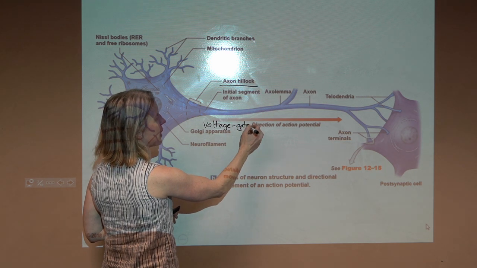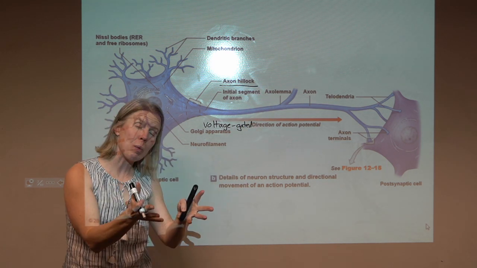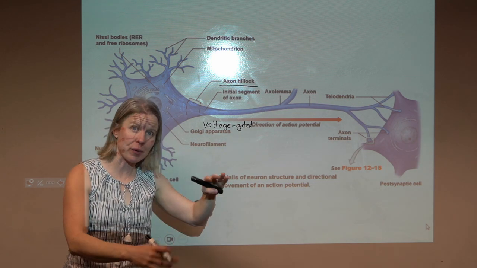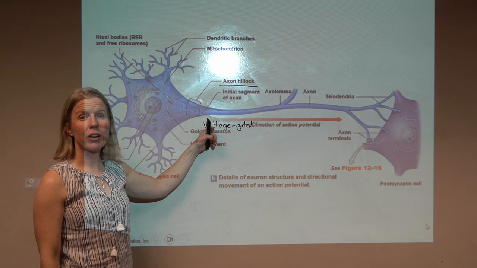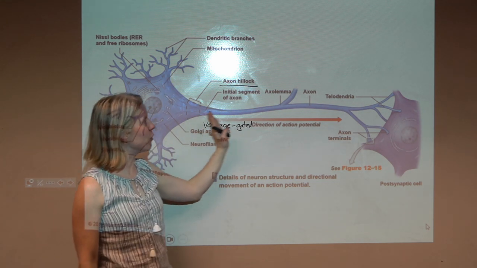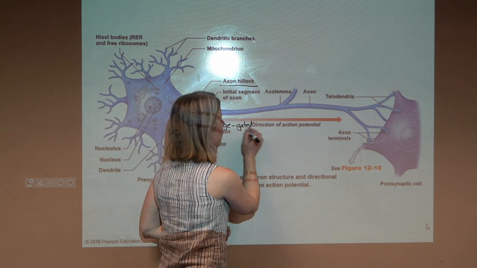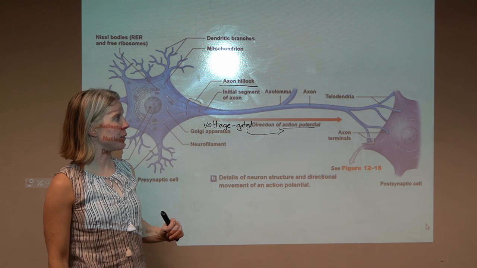And the voltage-gated channel, if you recall, when that depolarization hits, it opens the next sodium channel, more sodium comes in, the depolarization moves down. Without the voltage-gated channels, you can only create graded potentials. So we see the voltage-gated channels and therefore our action potentials on the axon.